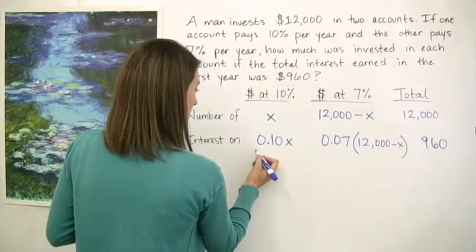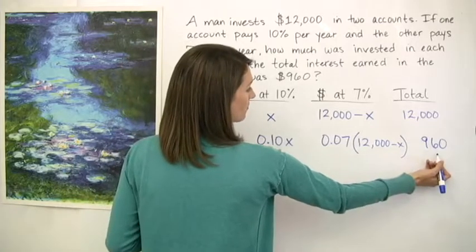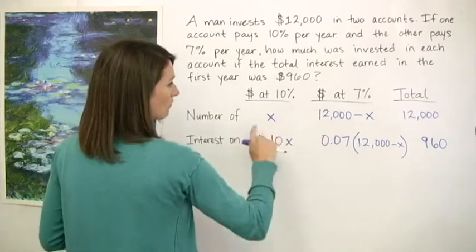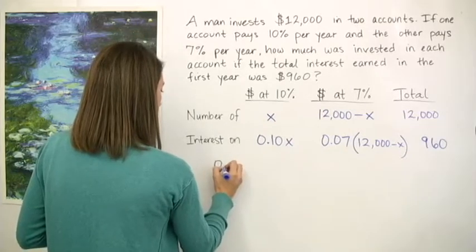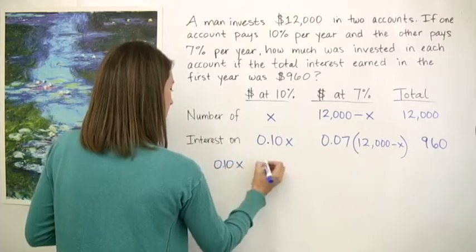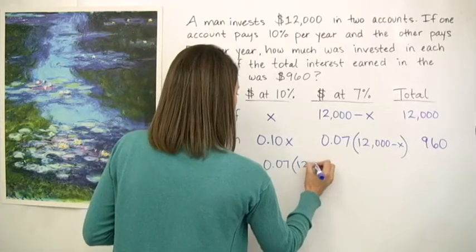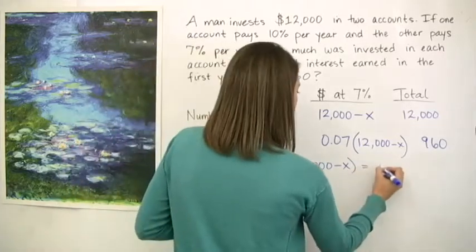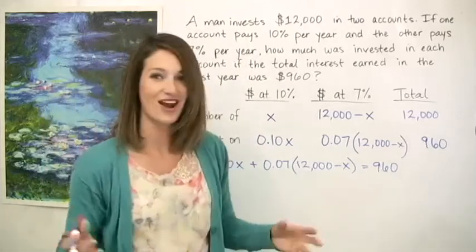So now, this second line here of our table, we can use to write our equation. We can add these two expressions together and set them equal to the total amount of interest, and then solve for x, and that will give us a value in order to find the total amount in each account. So let's set up this equation. We have 0.10x plus 0.07 times 12,000 minus x, and that's all equal to 960.